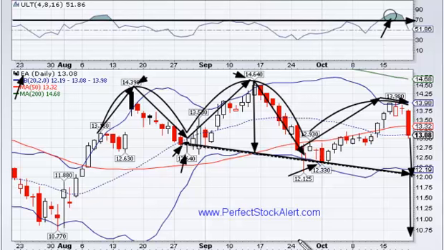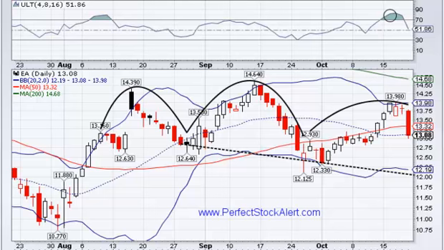Now, there is another way we can draw this chart out, so let me clean this up. For those of you who may not be familiar with the head and shoulders formation or any of the other major chart patterns out there, you can go to our website at PerfectStockAlert.com, and we've got a video going over 20 very powerful chart patterns that we think you should know. You can check them out there. Each one's about 5 minutes long, and it'll teach you everything you need to know.